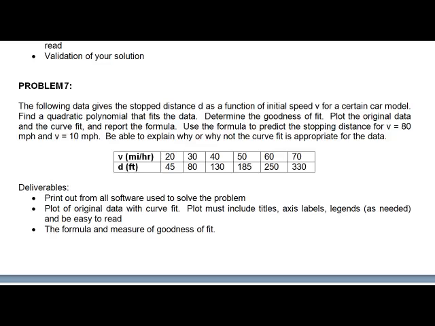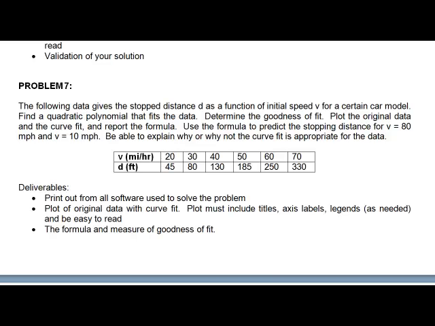Now, when you look at the plot, be able to explain why or why not that curve fit is really appropriate for the data. For that, you're going to want to look at the overall behavior of the data. Remember what I've talked to you about. Does the curve fit really represent how the data is behaving?